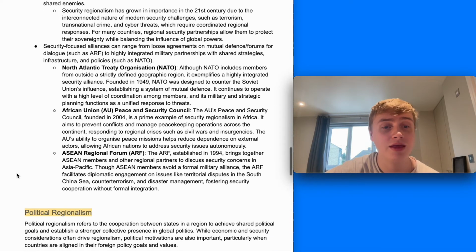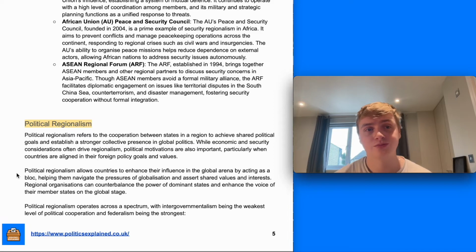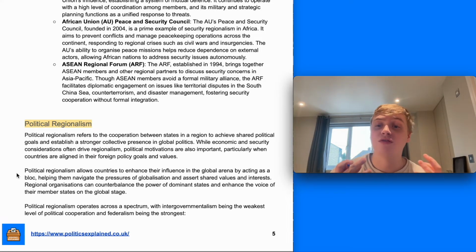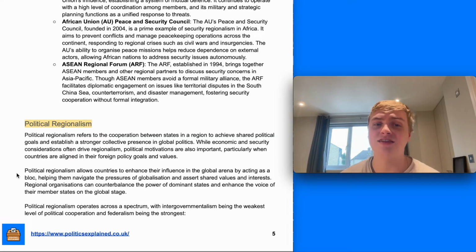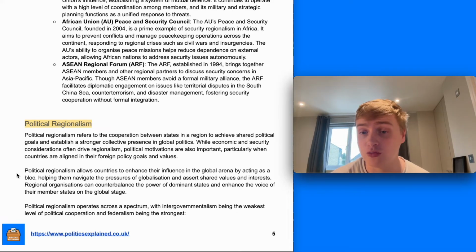You also have the African Union's Peace and Security Council, which is a prime example of security regionalism in Africa, aimed to prevent conflicts and manage peacekeeping operations across the continent, responding to regional crises such as civil wars and insurgencies, with the idea of course, bringing peace, but also preventing them from having a negative influence on neighbouring countries. You also have ASEAN's Regional Forum, which brings together ASEAN members to discuss security concerns in the Asia-Pacific. And although they avoid a formal military alliance, it facilitates diplomatic engagement on issues like territorial disputes in the South China Sea.